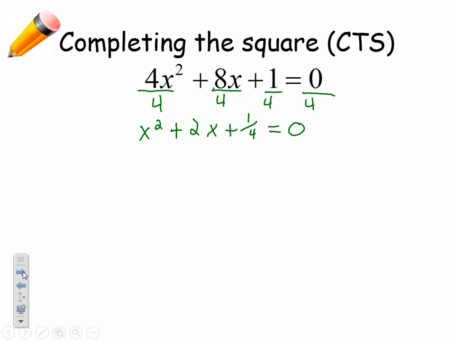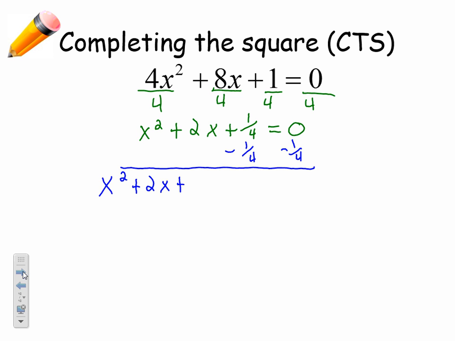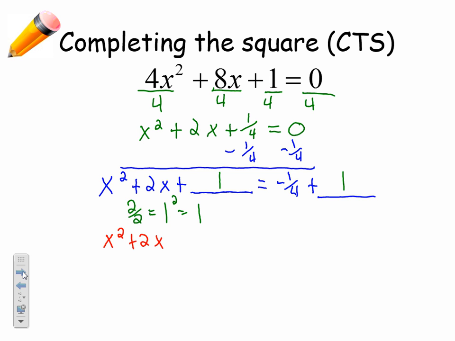Now I have to get my c to the other side, so I'm going to subtract 1/4, subtract 1/4. I'm going to get x squared plus 2x plus something to complete my square equals negative 1/4 plus something to complete my square. Here I have 2, so 2 divided by 2 is just 1. 1 squared is 1, so I'm going to add 1 to both sides. When I rewrite this, I get x squared plus 2x plus 1 equals 3/4.